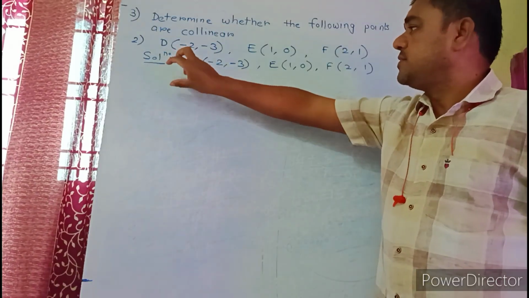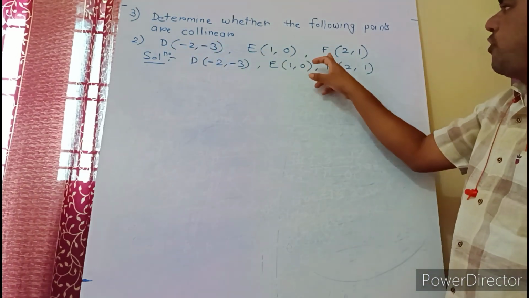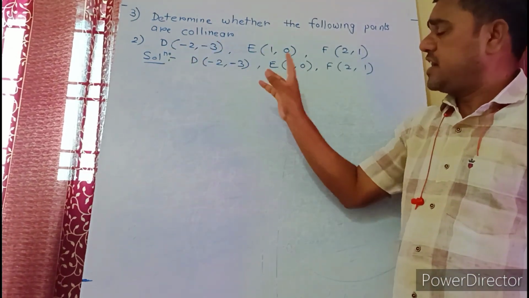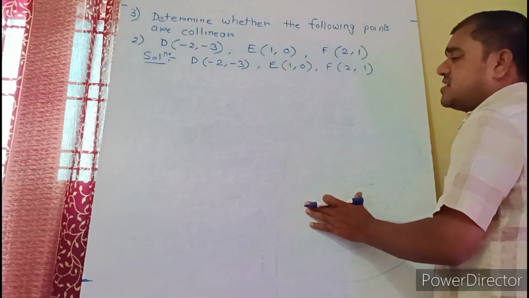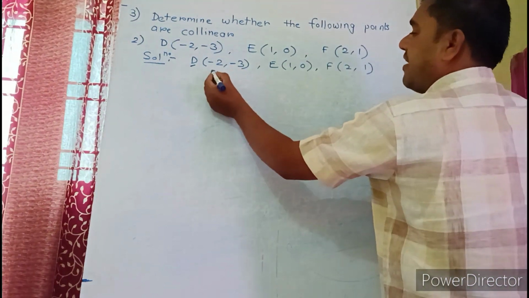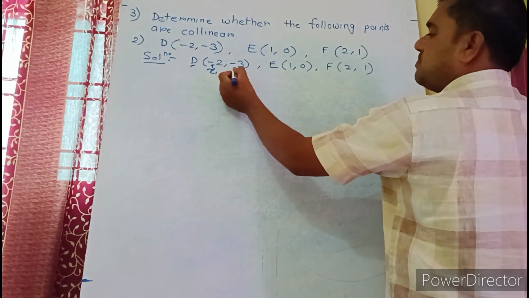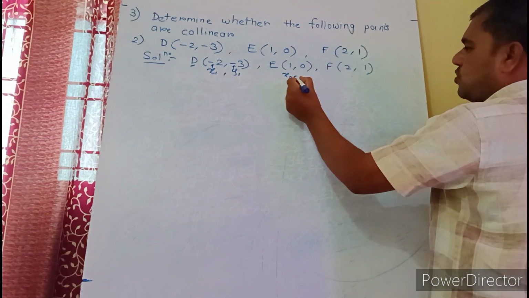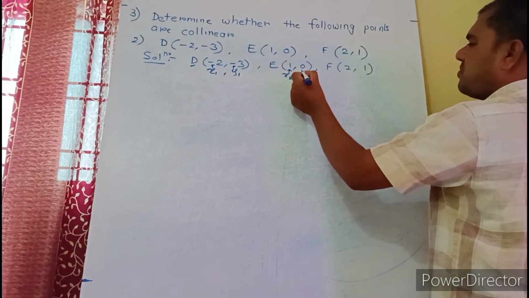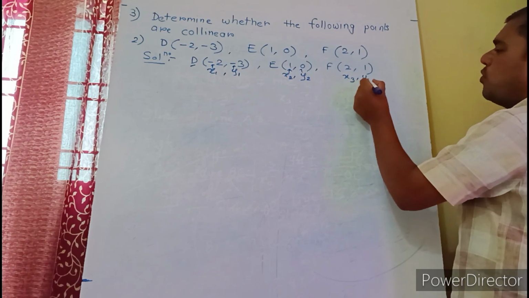Coming to sub question 2, here 3 points are given: point D, point E and point F. In the solution part, write down these 3 points as they are with their coordinates. Let us consider that point D has coordinates x1, y1, meaning the value of x1 is -2 and the value of y1 is -3. Similarly, this is x2, y2, and this is x3, y3.